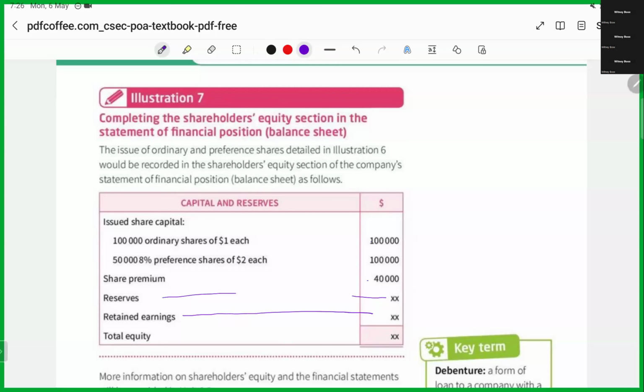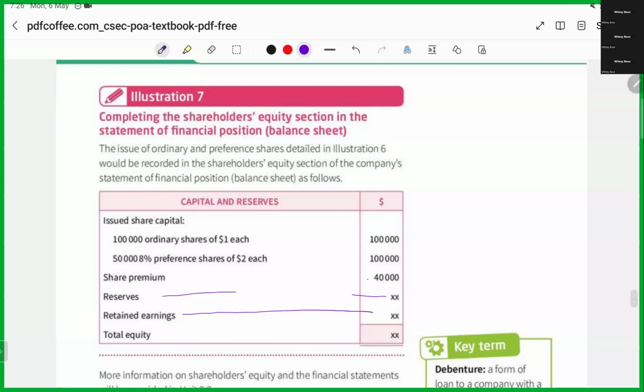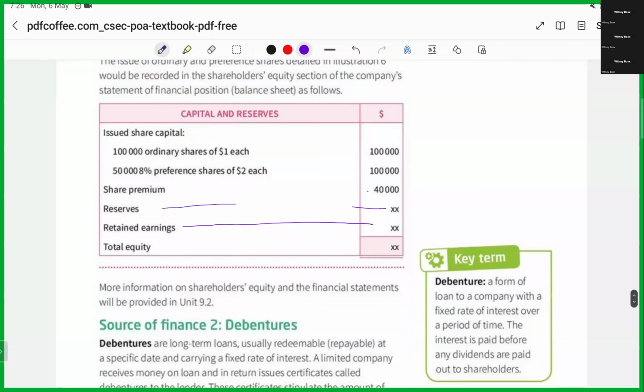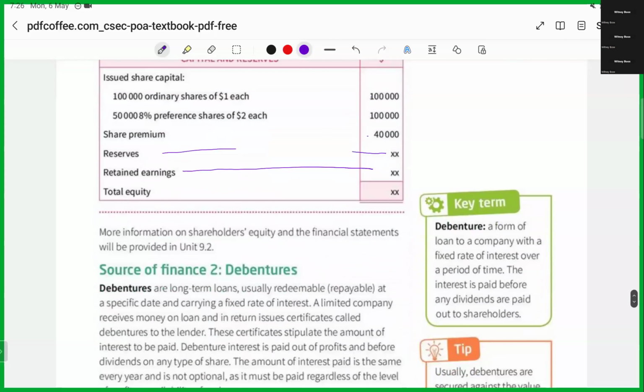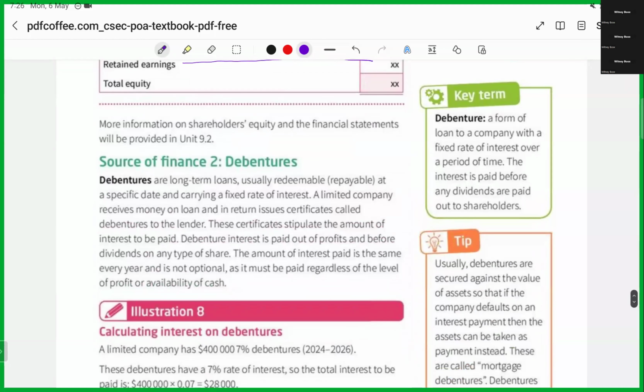So just know this format. That's the main form of source, or the first way that we looked at. We also have source of financing being through debentures. Debentures are loans. That's a fancy name for loan, basically. And it is a secured loan, and it is at a fixed interest rate over a period of time.